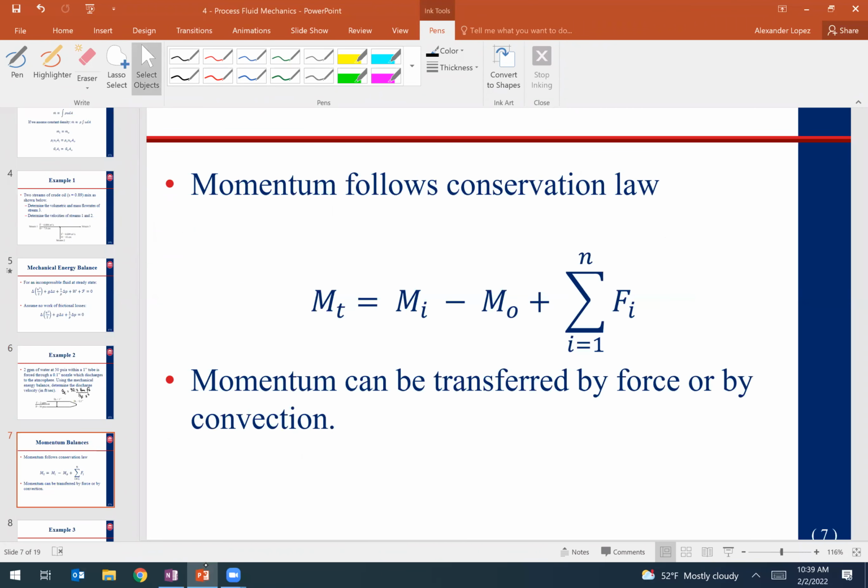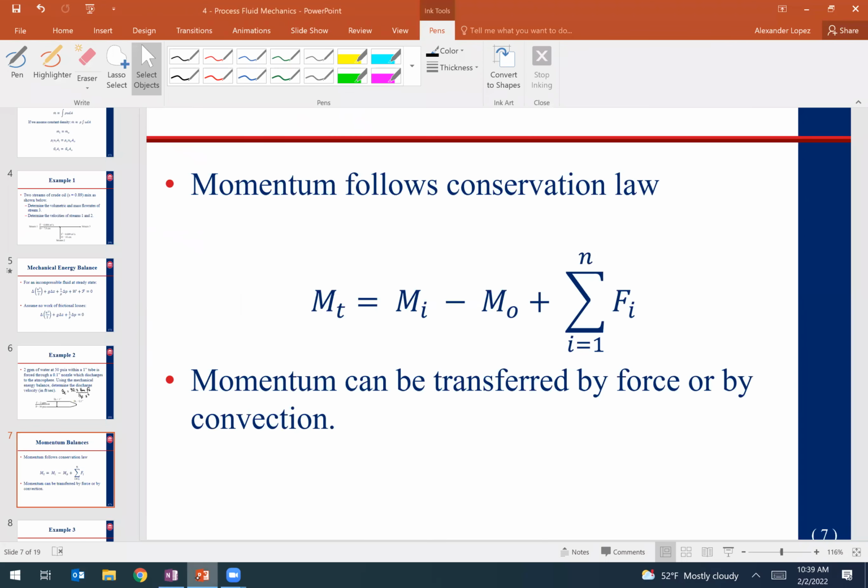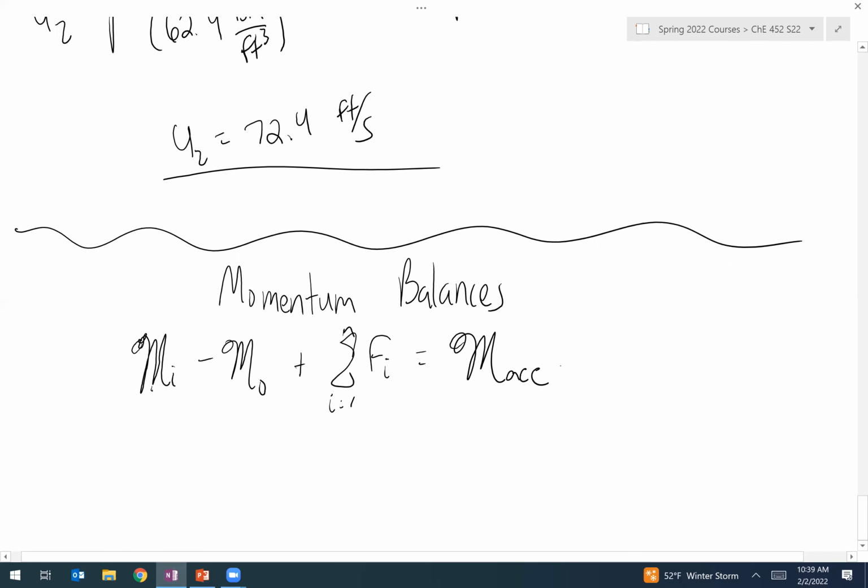Now, momentum balances, just like mass and energy, have their own conservation law, where the momentum in minus the momentum out plus any changes in forces equals any accumulation. And I always like to consider momentum accumulation as the derivative of mass and velocity.